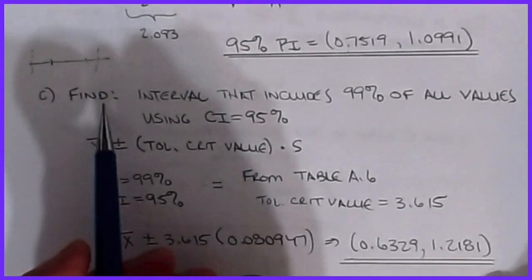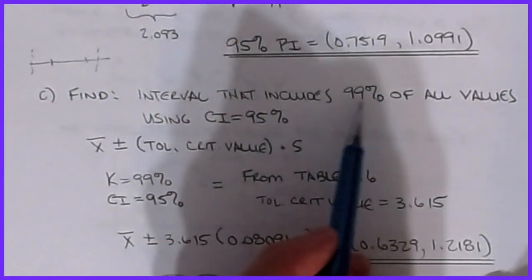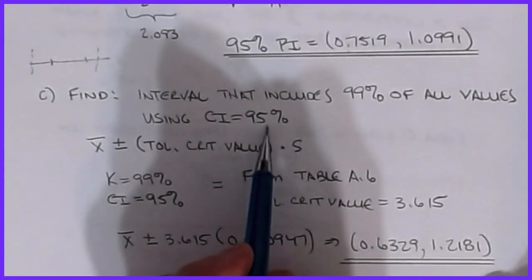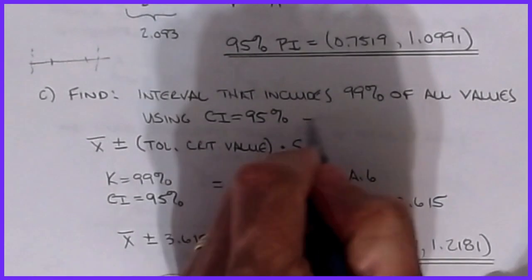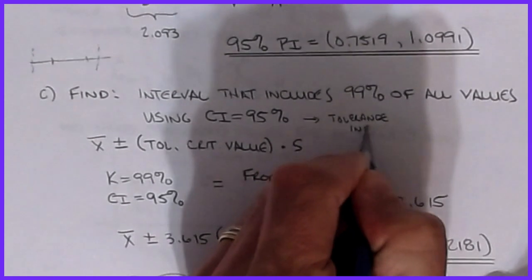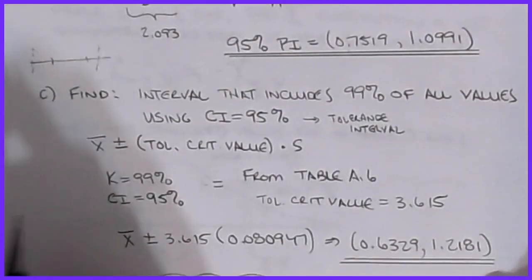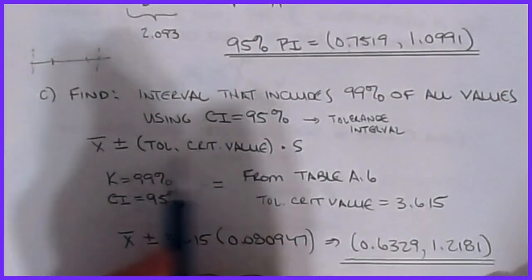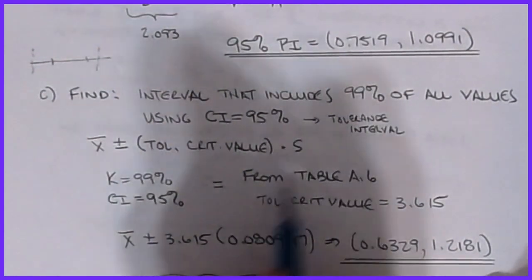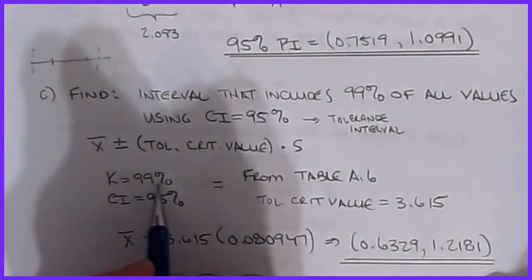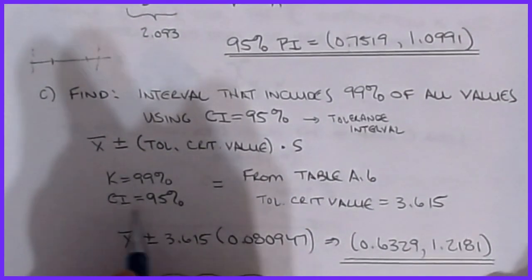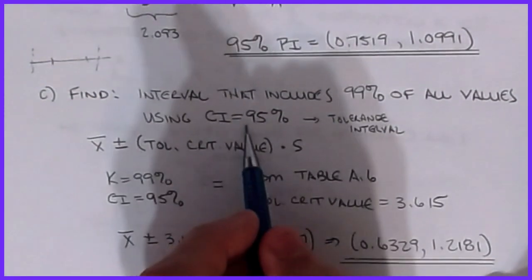The next one then is we want to find the interval that includes 99% of all values using a confidence interval of 95%. So this is a tolerance interval that we're going to look at. The formula we said was x bar plus or minus those critical values that came out of that table, multiplied by the standard deviation of the sample. So in this, K is 99% because that's the percentage of all values that I'm after. The confidence interval is 95% because that's the level of accuracy we wanted.